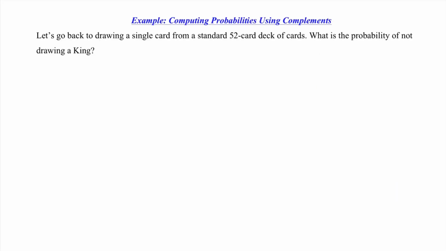So let's continue with another example then. We're told, let's go back to drawing a single card from the standard 52 card deck of cards. What is the probability of not drawing a king? So previously, we were told what's the probability of drawing this or that, and this time they've reversed it on us. They're just saying the probability of not drawing a king, which means we're going to try to find the probability that the card we pull is not a king.